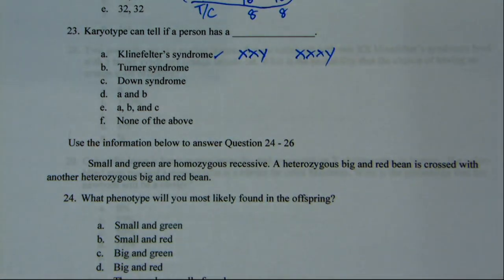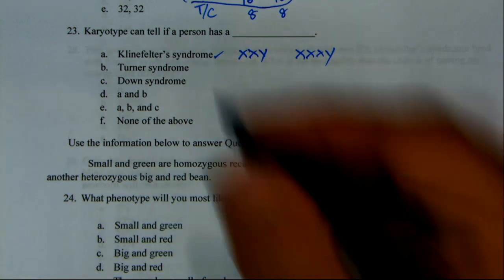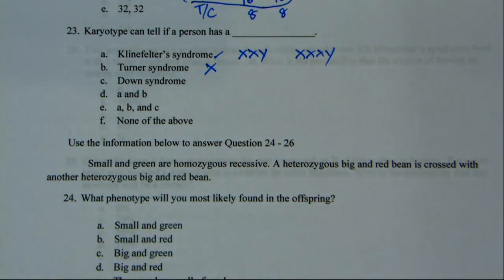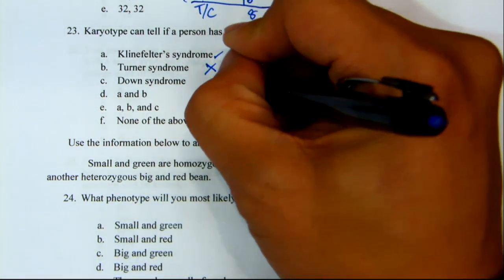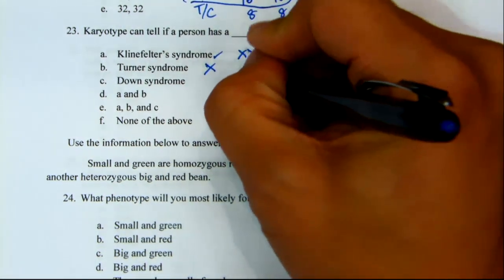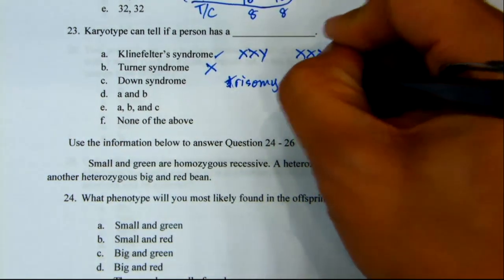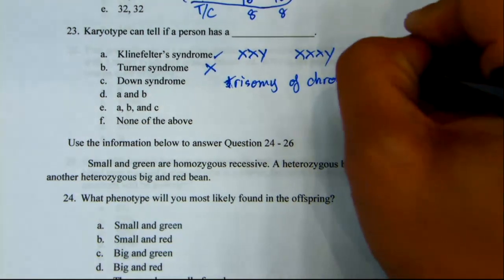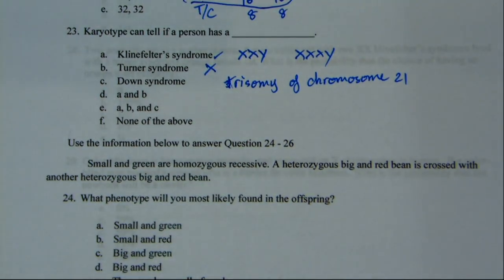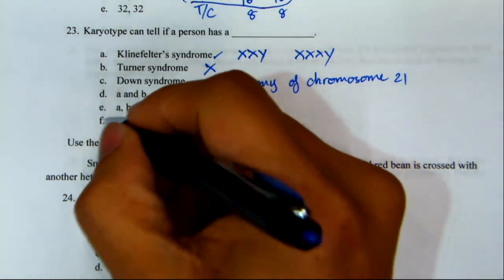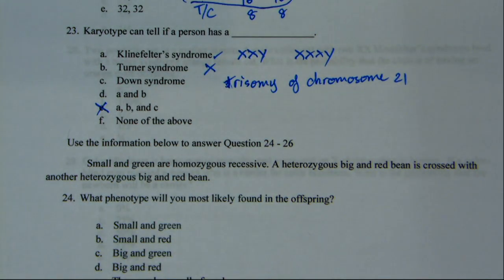What about Turner syndrome? Turner syndrome is for a woman with only one X. Okay, so you only have one X. Down syndrome, you have triple of the chromosome number. They call it trisomy of chromosome 21. Okay, so all of this you can see in there. So the answer to this is A, B, and C. You can see from the karyotypes. Okay.